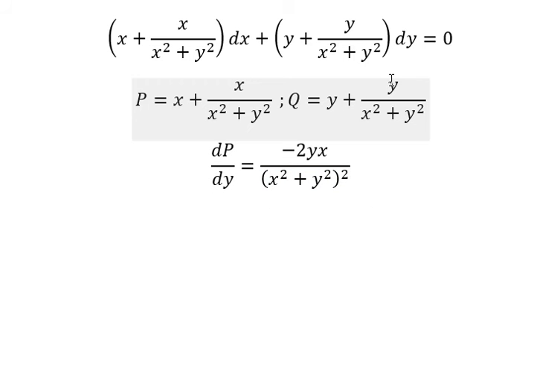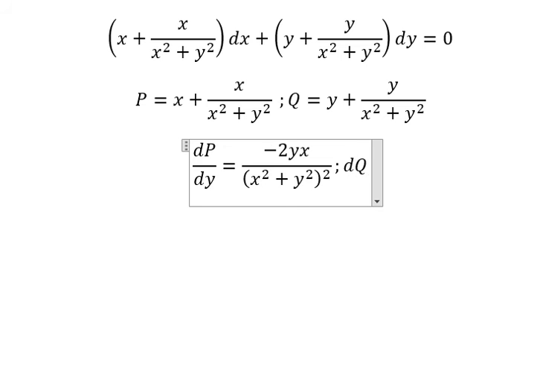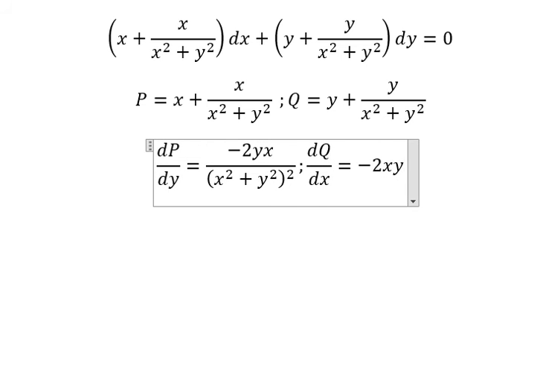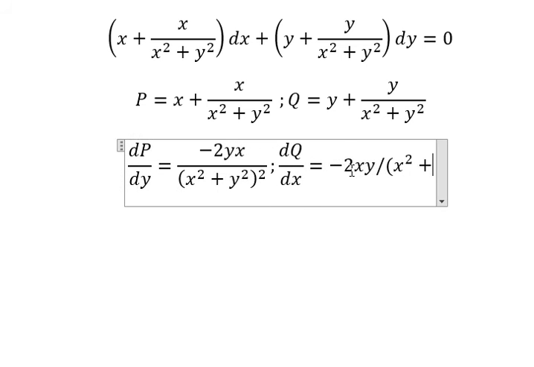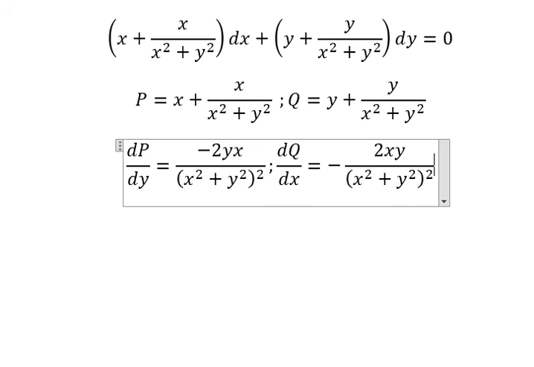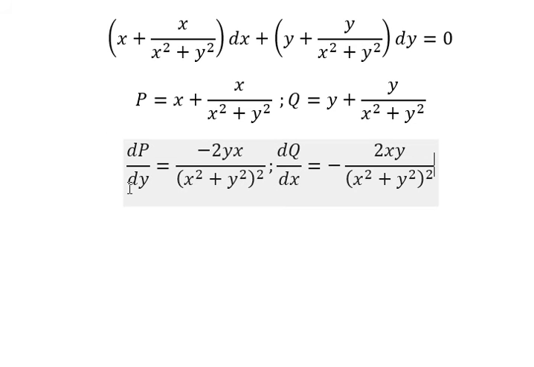Next, we do similar. This is about dx. So we do first the derivative of the function with respect to x. And we have dQ over dx equal to negative 2xy over x squared plus y squared to the power of 2. We see that dP over dy equals to dQ over dx. We can use the exact method.